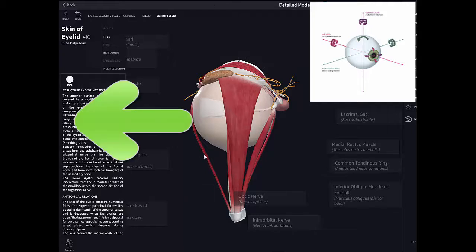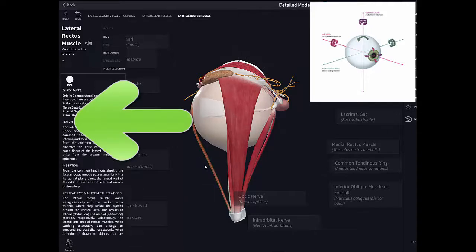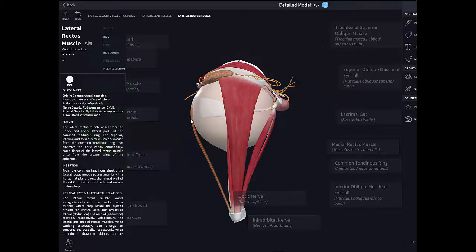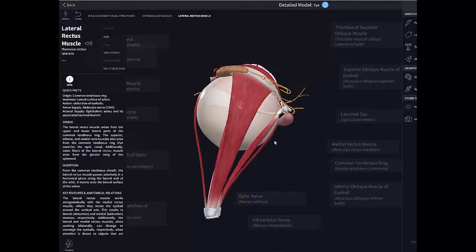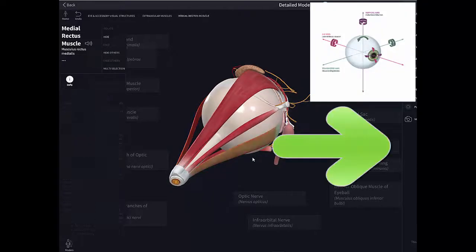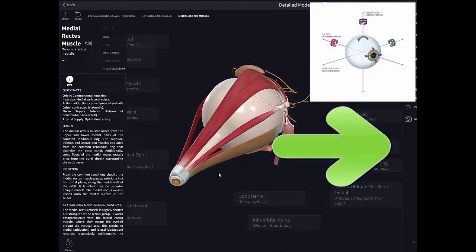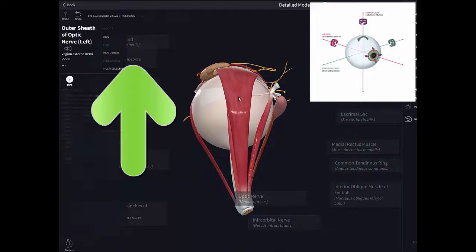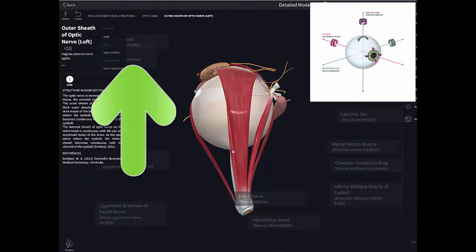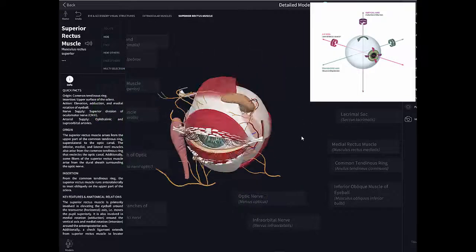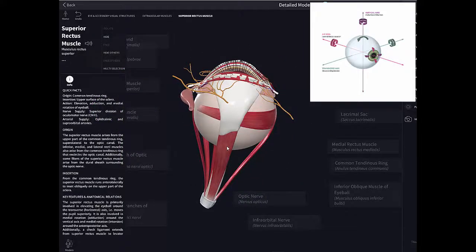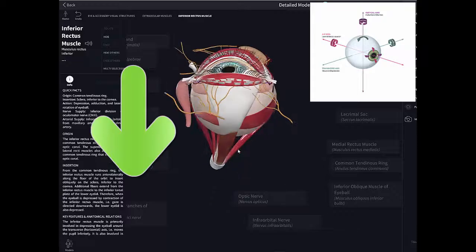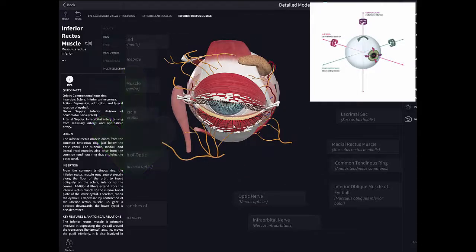Contracting solely the lateral rectus would be leading to abduction of the eyeball. Contracting only the medial rectus would lead to adduction. Contracting only the superior rectus would lead to what we call elevation, and contracting only the inferior rectus will lead to depression. Okay, so far so good.